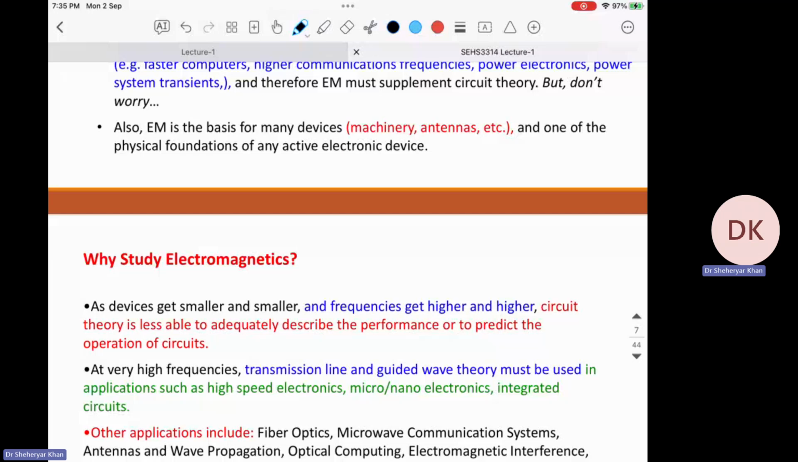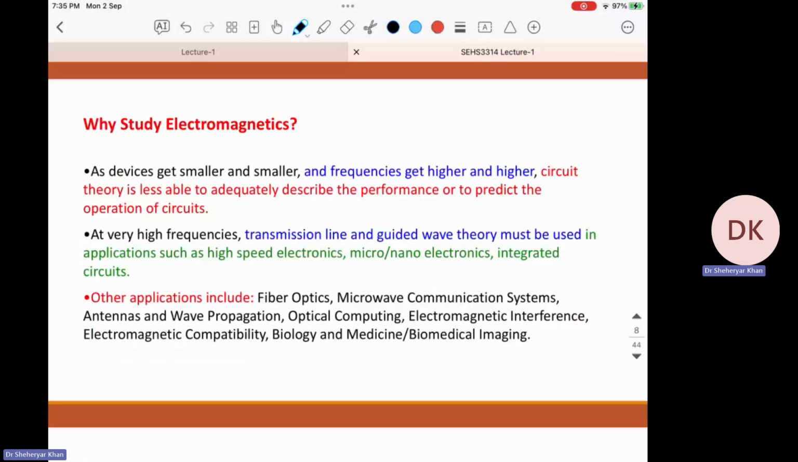So again, we are explaining here. I'm sorry for this delay. My device is maybe lagging behind this internet connection. So let's see this figure.